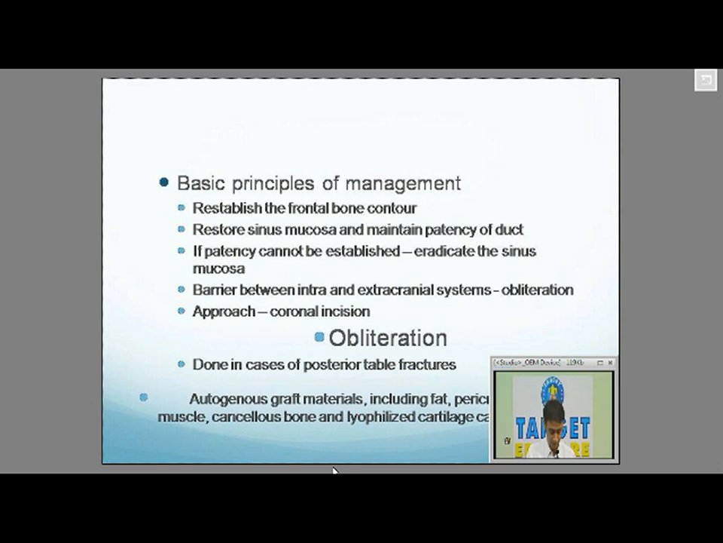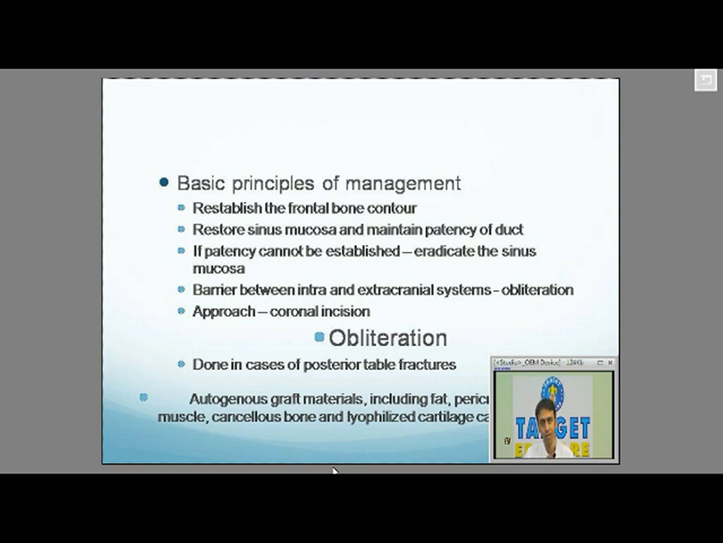What are the basic principles of management? The basic principles of management for frontal sinus fractures are: first, re-establish the frontal bone contour. As I told earlier, it is a depressed skull fracture. Second is restore the sinus mucosa and maintain patency of the nasofrontal duct.